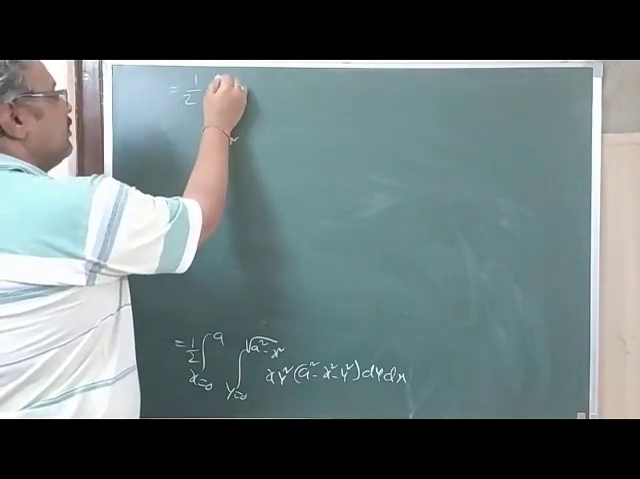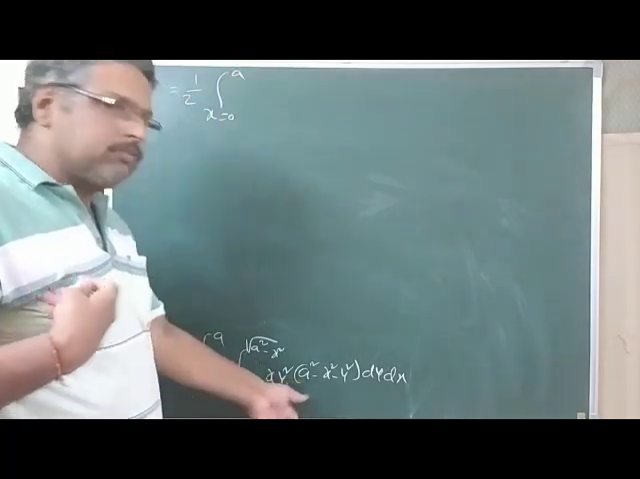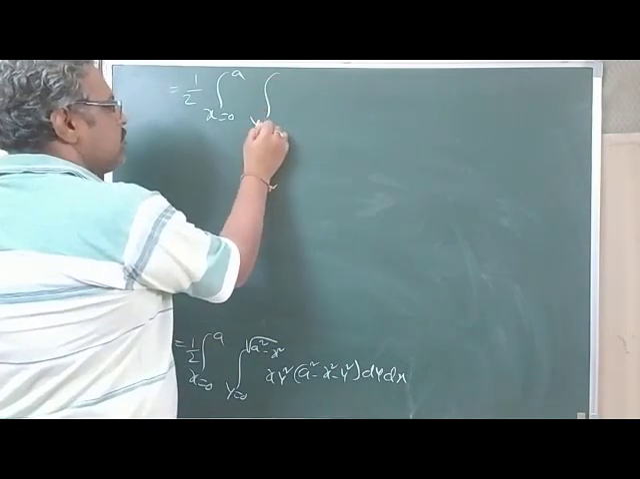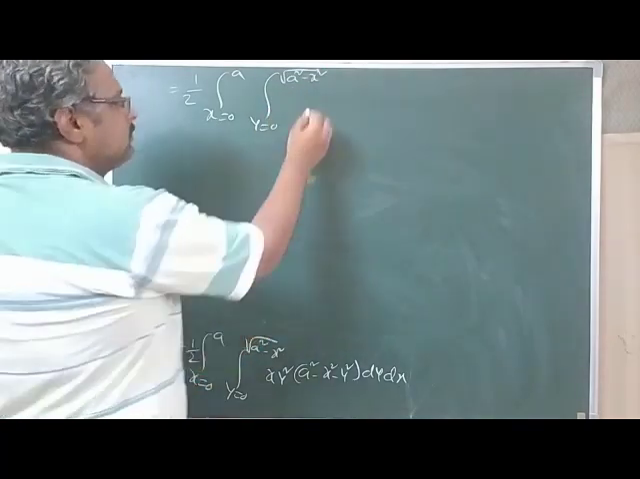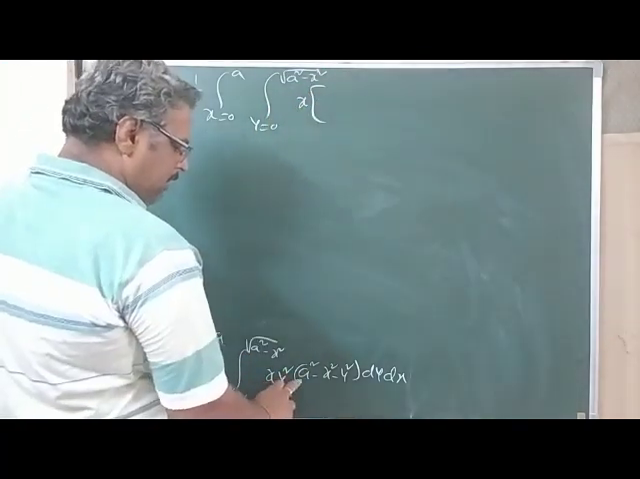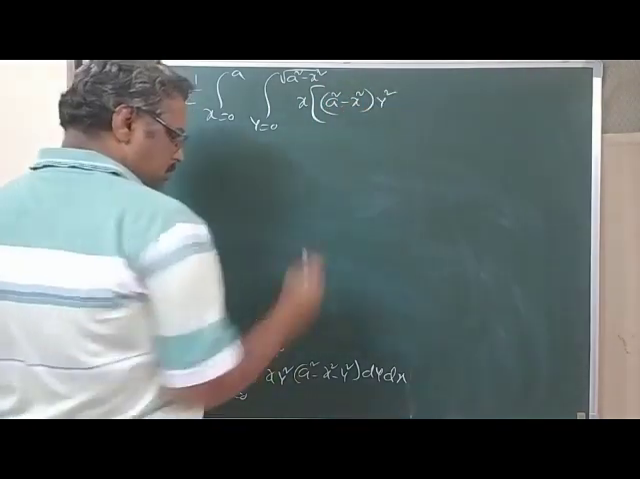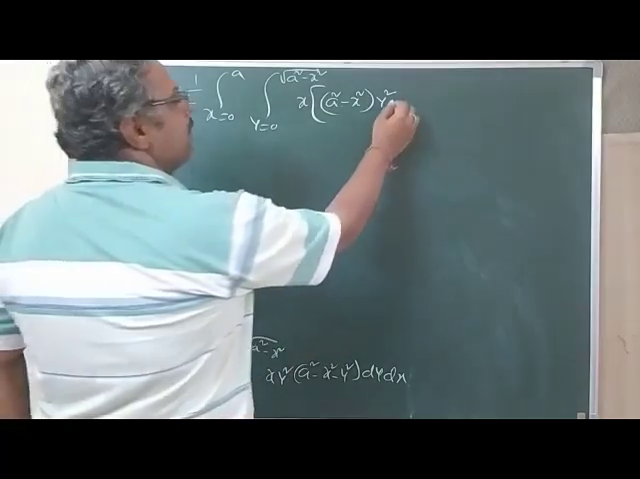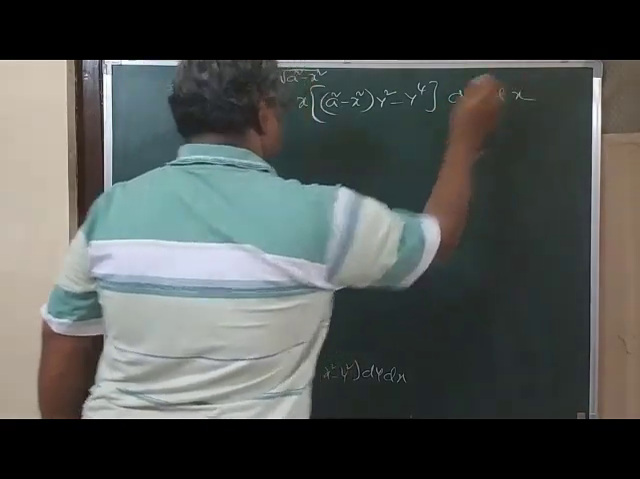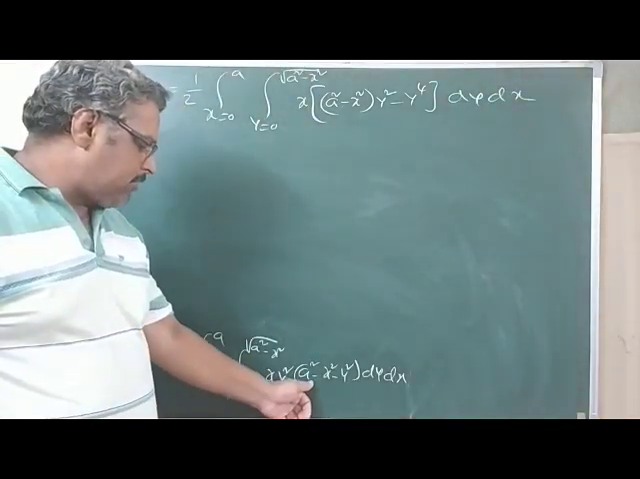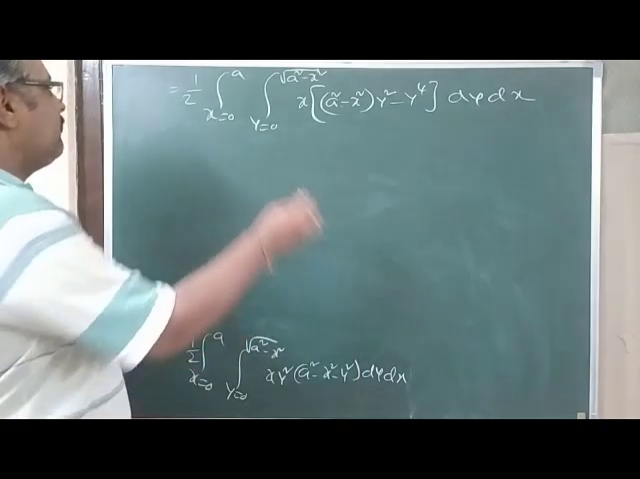1 by 2 times of integral x is 0 to a. Now first we will multiply. y is 0 to root over a square minus x square, x into multiplying with y square, a square minus x square into y square, y square into y square, y power 4, dy dx. Multiplying with y square into a square minus x square minus y square into y square, y power 4. Now integrating with respect to y.